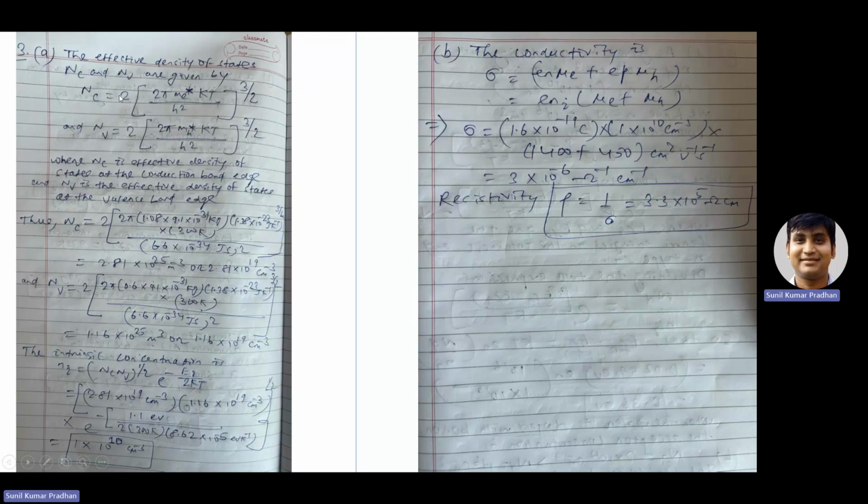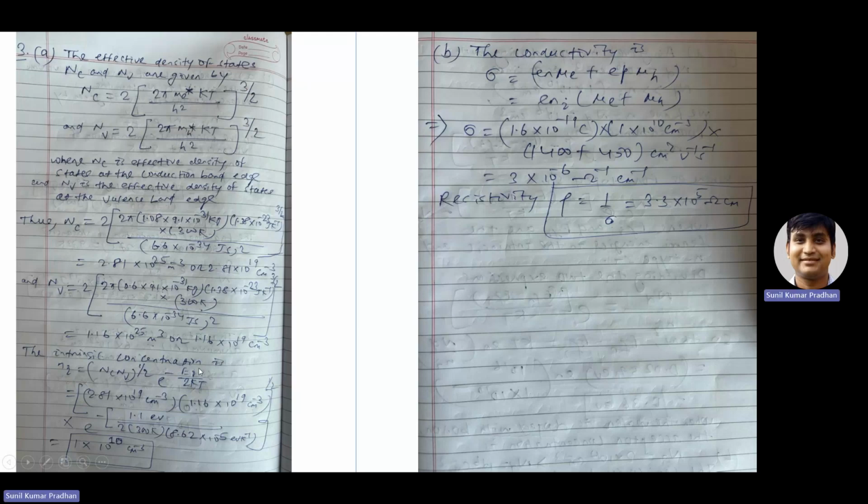As per the relation, if Nc is the effective density of states at the conduction band edge, it is 2 into (2 pi m star kT by h square) to the power 3 by 2. M star is nothing but your effective mass of electron, h is Planck's constant, k is your Boltzmann constant, T is your temperature. Similarly, the effective density of states at the valence band edge is 2 into (2 pi mh star kT by h square) to the power 3 by 2. Mh star is nothing but the effective mass of hole. So all these values are given, so you can find Nc and Nv.